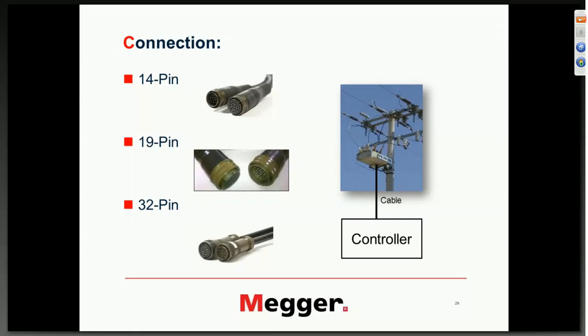So there are different connectors available, 14-pin and 32-pin. This is your auto recloser, which, as you can see, is going to be a 3-pole, I guess. That is connected to the controller through a cable, and this cable could be a 14-pin, 19-pin, or 32-pin.